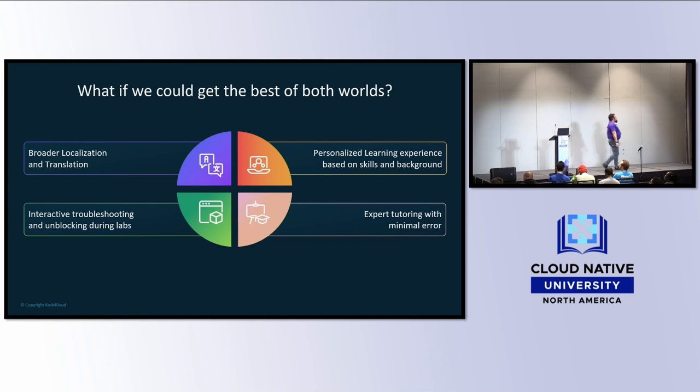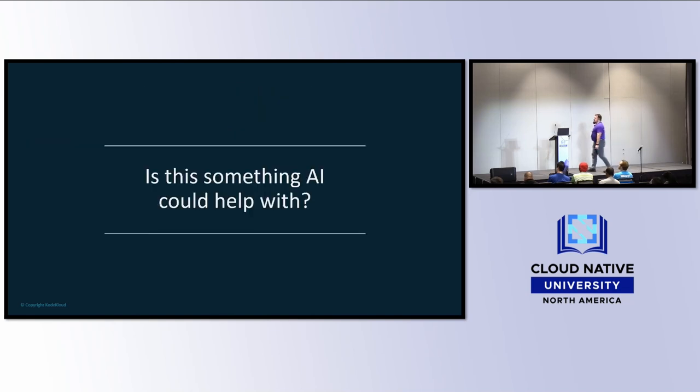So what if we could go back to the original part where we could say, you know what? What about a personalized learning experience? What if we could get better globalization, better translation, better localization? What if we could get interactive troubleshooting and unblock students at the lab? And of course, what if I had the expert tutor? What if someone's in the middle of Kubernetes networking and they don't understand IPv6? Of course, we didn't cover IPv6. Can they ask that question and get a little mini course and an explanation? Is this something AI could help with?